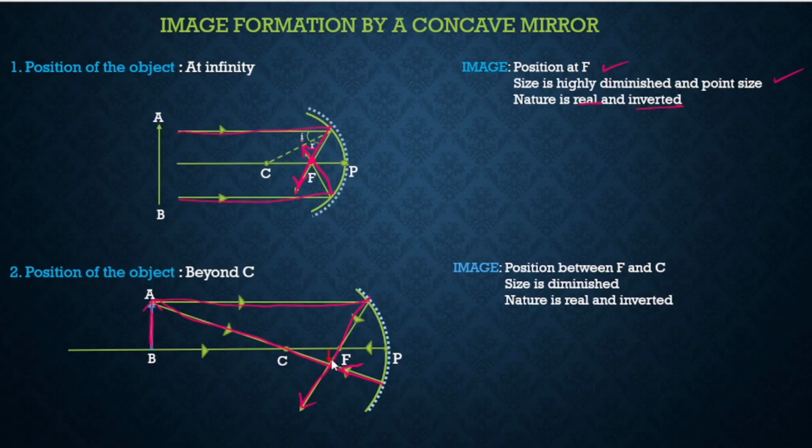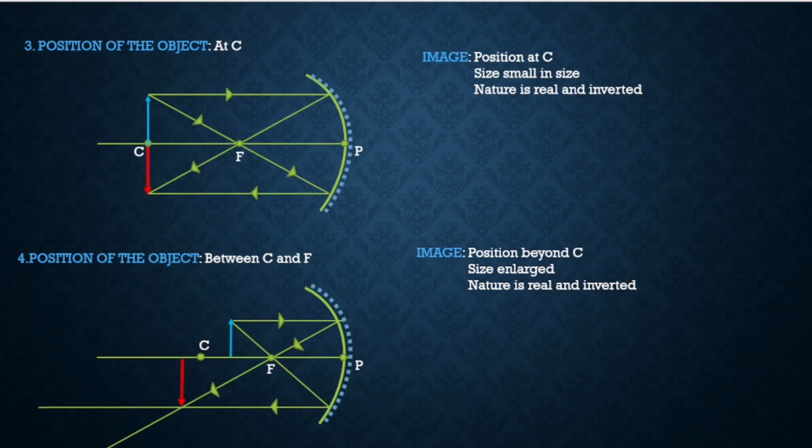So where will the image form? The image will form here. What is its direction? It is directed downwards, below the principal axis, so the image is real and inverted. Inverted means upside down. It is in front of the reflecting surface, so it is real. The size is diminished, smaller than the object. The position of the image is between F and C. Understood? Next: the position of the object is at C, at the center of curvature.